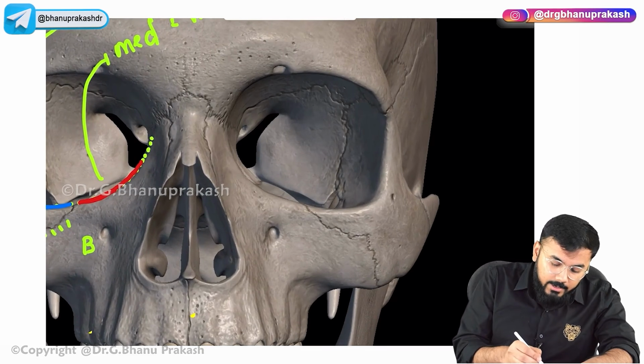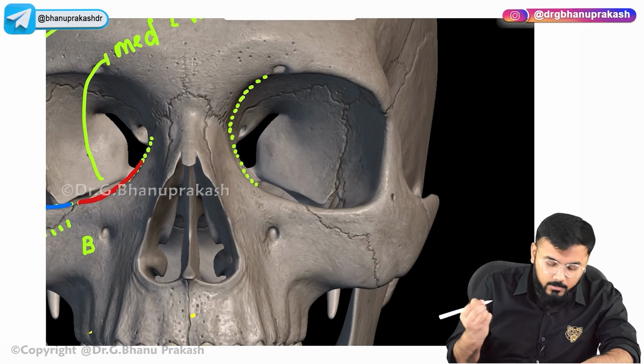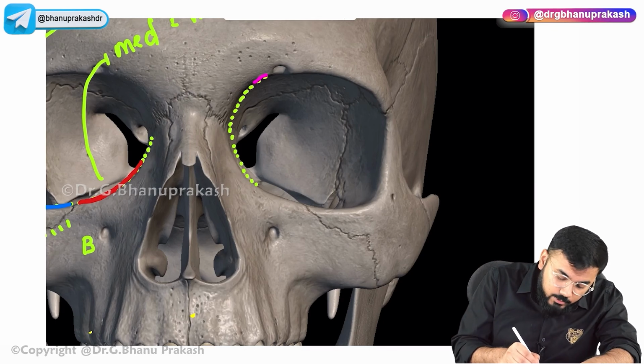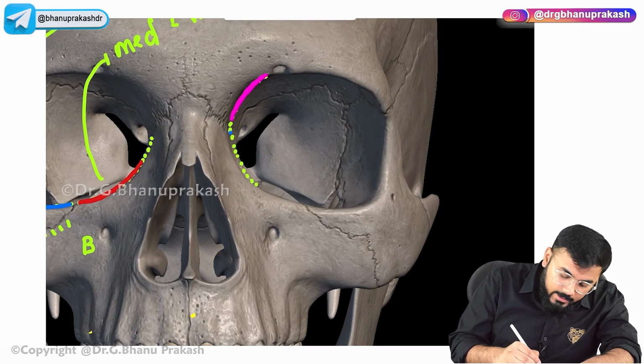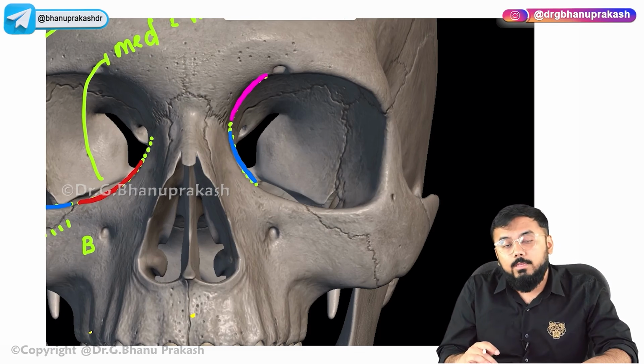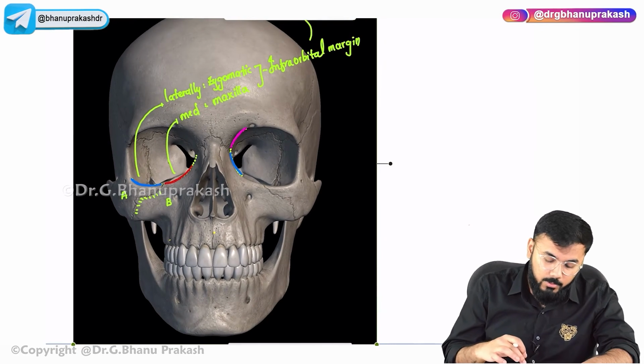If you look at the medial wall, where is the medial wall present? All the way, this entirely is your medial wall. In this medial wall, this part is the superior part of the medial wall, and this part is the inferior part of the medial wall. Now the medial wall is also made up of 2 important bones. What are those 2 important bones?